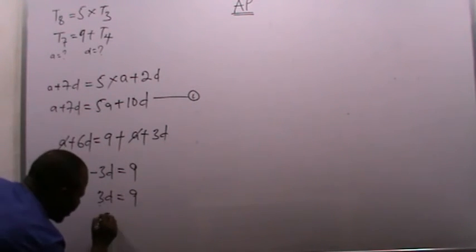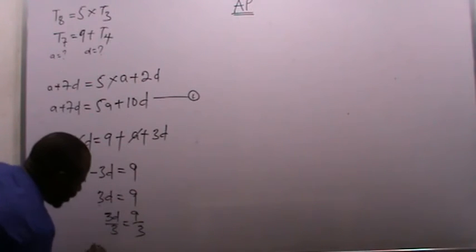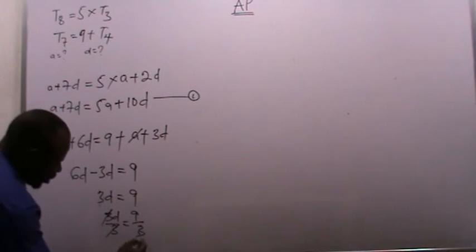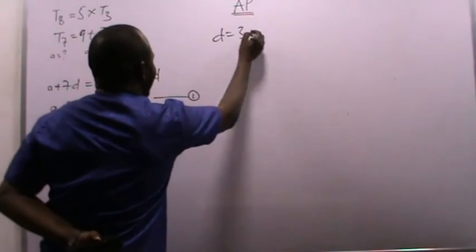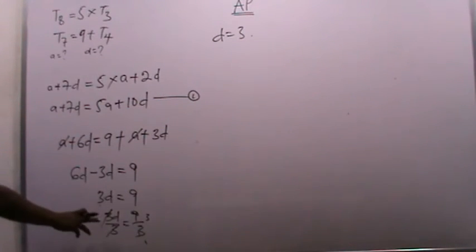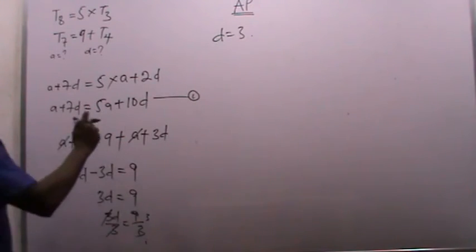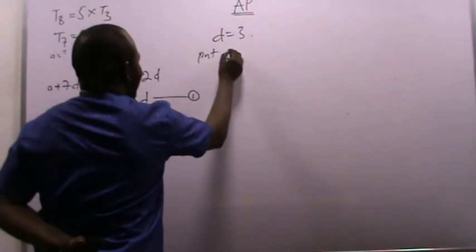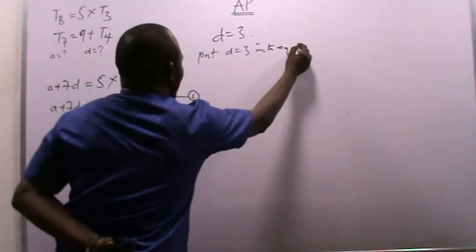Then 3D divided by 3 equals 9 divided by 3. We cancel this: 3 here is 1, 3 here is 1. So it means your D will be 3. We have been able to get D to be 3. But in equation 1, look at it. Put D equals 3 into equation 1.